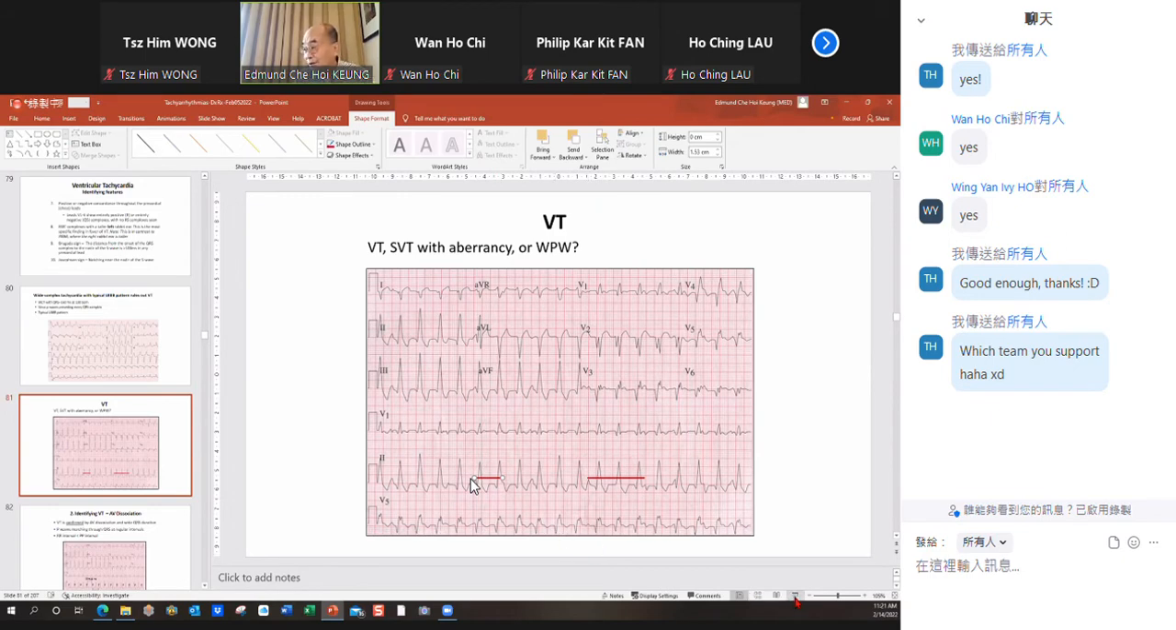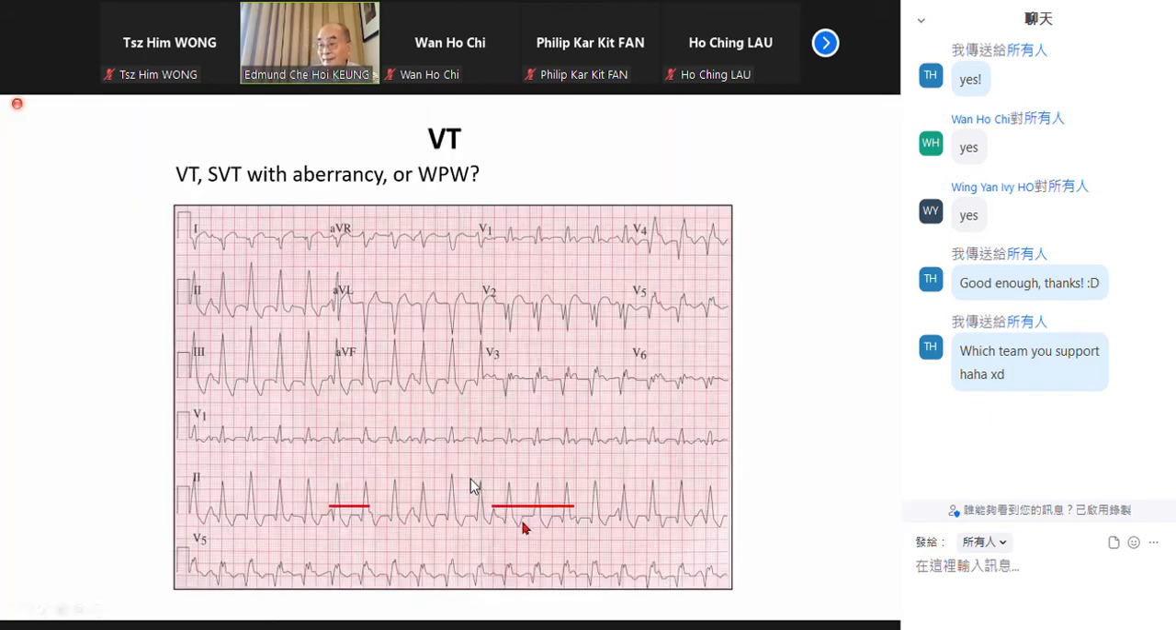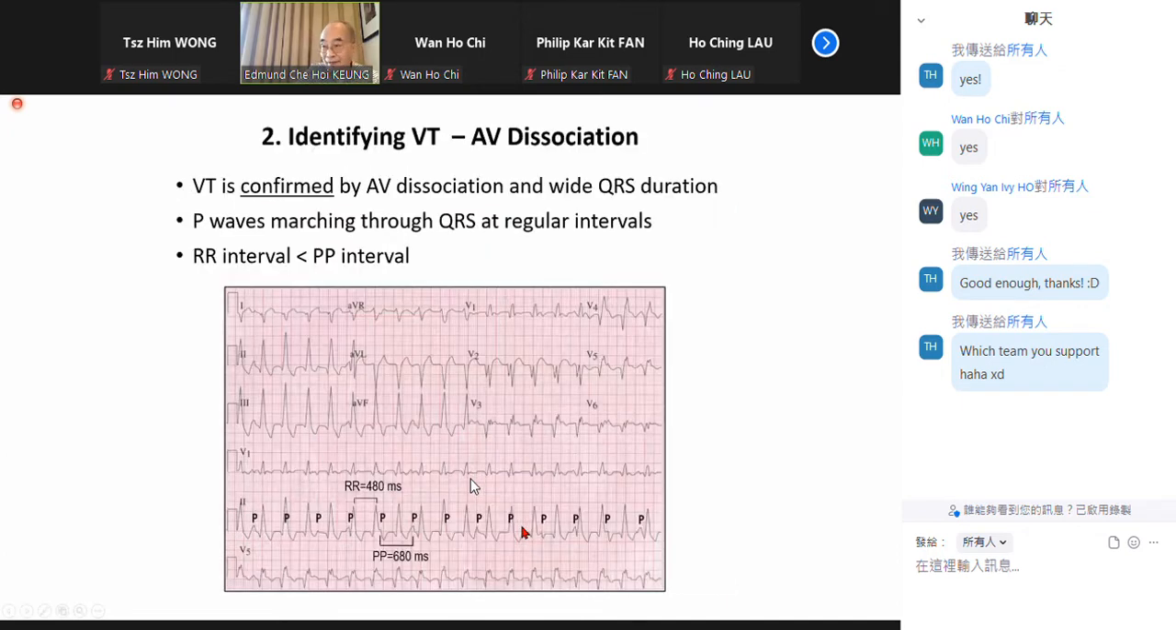Okay. Now, let's come back here. So in fact, after careful measurement, you don't need to find all the P waves as long as you find, to me, 3 P waves that are of constant intervals or a multiple of 1 PP interval, and you get AV dissociation. Okay. Now here you can see it. This P is buried in the QRS.